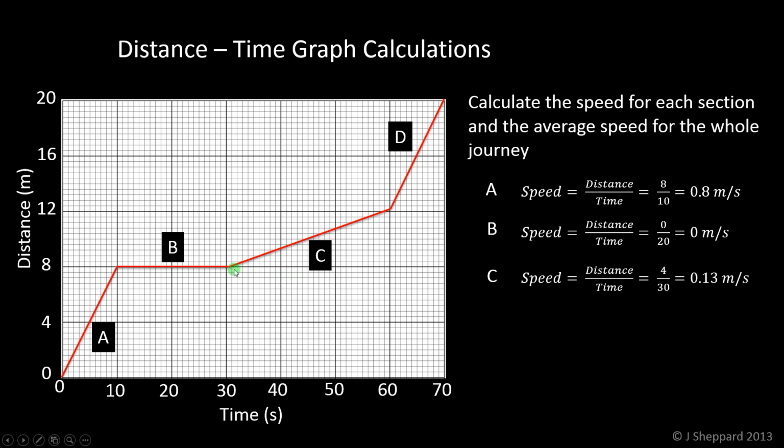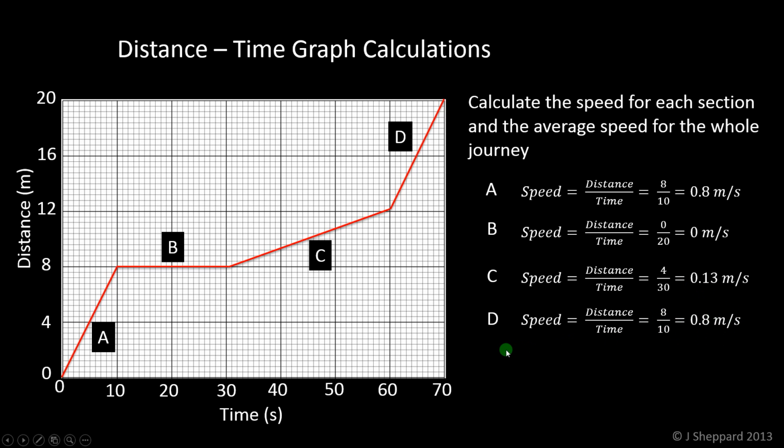Section C, we've gone from 8 to 12, so that's 4 meters, and it's taken us 30 to 60, so 30 seconds to do that. So 4 divided by 30, 0.13 meters per second. And finally, section D we'd expect to be quite fast again because it's steeper. And if you look, it's exactly the same as section A, really. We've gone 8 meters in 10 seconds, so we get 0.8 again.